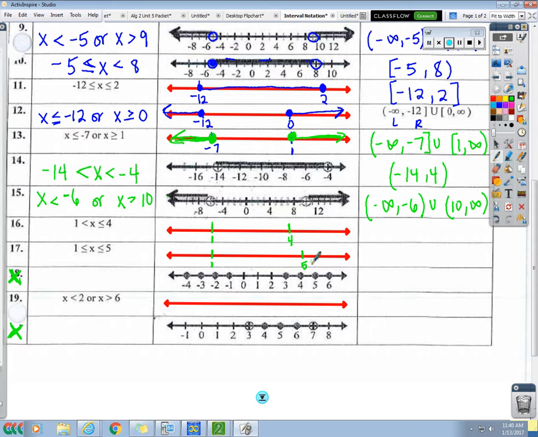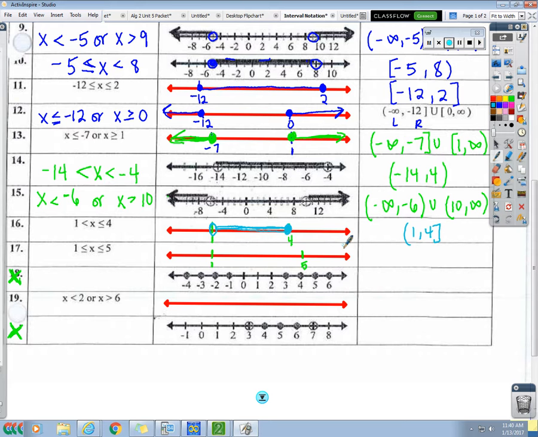So number 16, the solutions are greater than 1 but less than or equal to 4. So on the 1 would be an open circle because it wasn't included. On the 4 would be closed. It was included. And then all the solutions are in between. Okay, so over here that would be written 1, 4, parentheses, bracket.